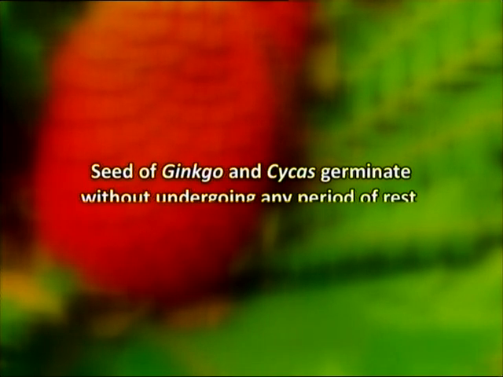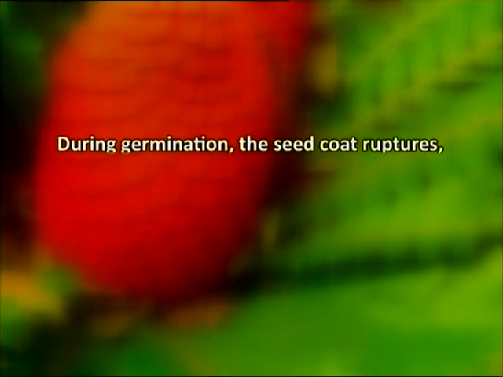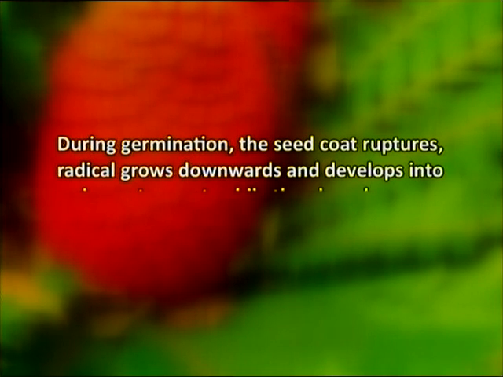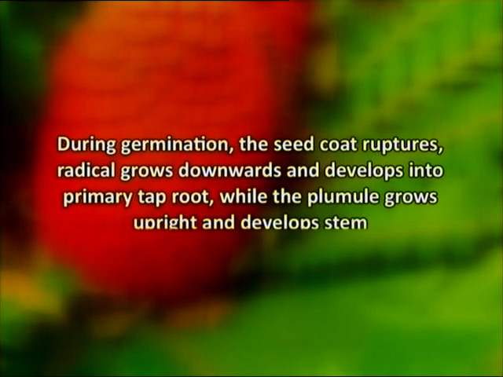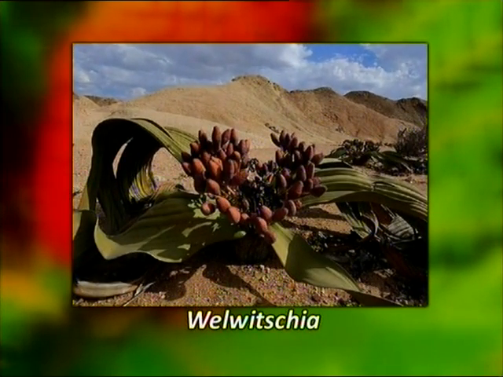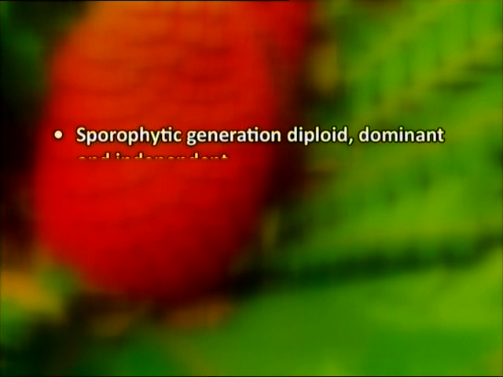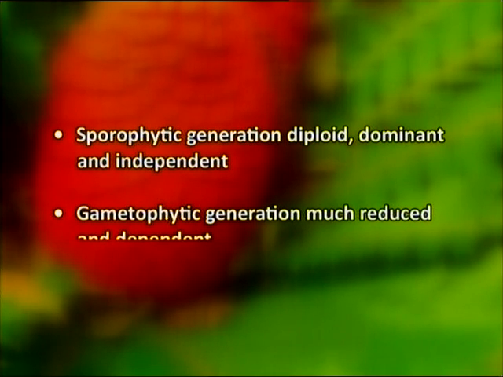The seed generally undergoes a period of dormancy. However, the seed of Ginkgo and Cycas germinate without undergoing a period of rest. During germination, the seed coat ruptures, a radicle grows downwards and develops into primary taproot, while the plumule grows upright and develops stem whose growth is mostly unlimited except in Welwitschia. Sporophytic generation is diploid and is dominant and independent, while gametophytic generation is much reduced and dependent.